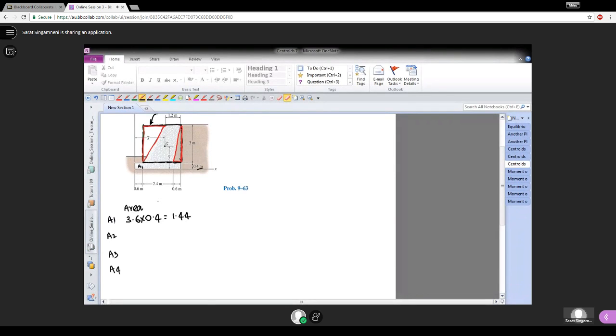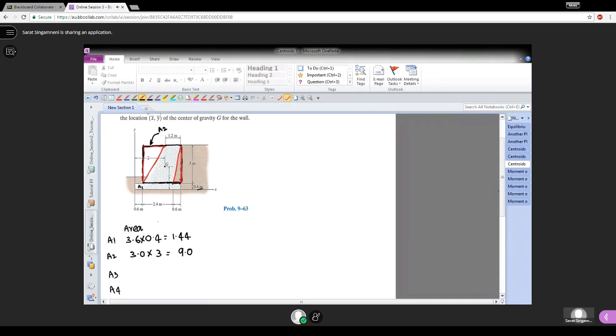So leave it like that. Then the bigger A2 area: the base length is 2.4 plus 0.6, which is 3.0, times the height 3 meters, which is equal to 9. And area 3 is a triangle. If you see the diagram here, this total length from here to here is 3 meters, and you subtract 1.2 from that, which will leave you with 1.8 meters for this length.